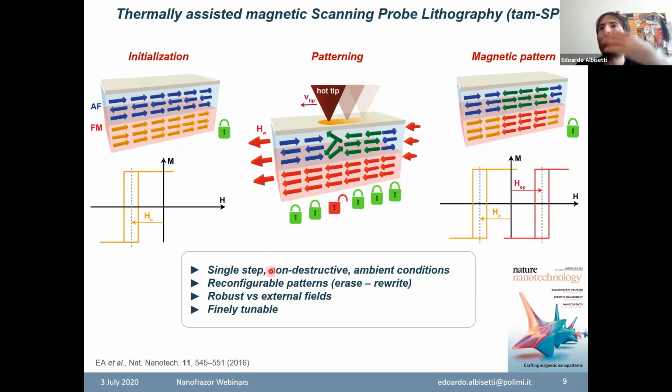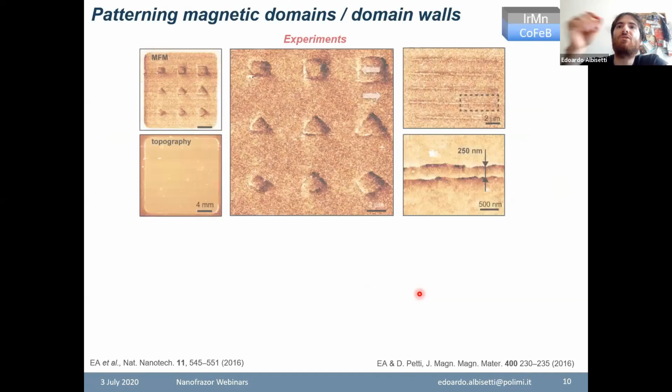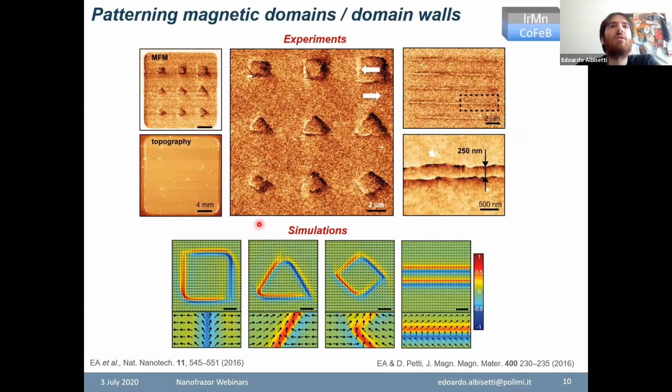So basically, you can perform this over and over again on the same spot. And it does not deteriorate the system if you don't go too high in temperature. It works in ambient conditions, so it can work also outside the clean room, in air, basically. And as I was saying, you can write reconfigurable structures, and it's robust versus external field, as I will show you, and it's tunable. So these were the first results that we obtained.